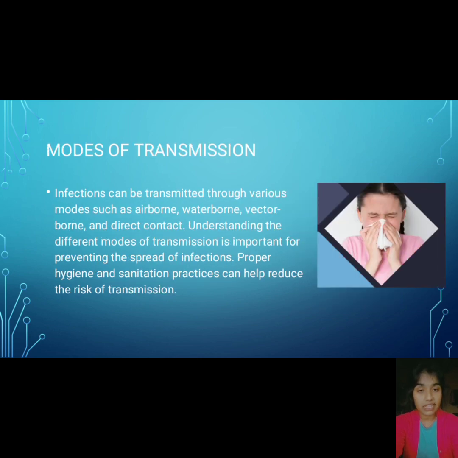Modes of transmission. Infections can be transmitted through various modes such as airborne, waterborne, vector-borne and direct contact. Understanding the different modes of transmission is important for preventing the spread of infections. Proper hygiene and sanitization practices can help reduce the risk of transmission.